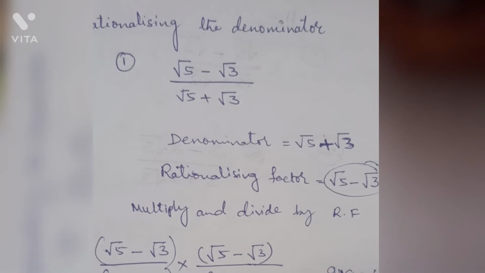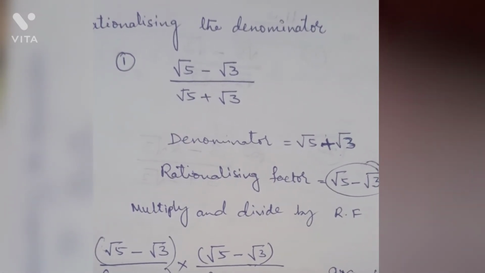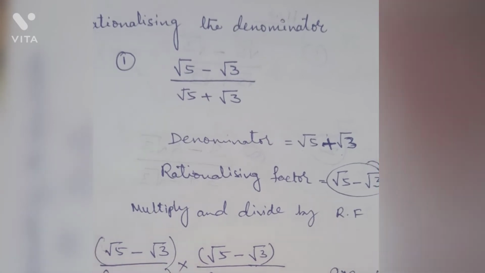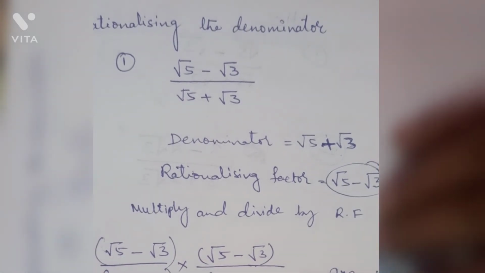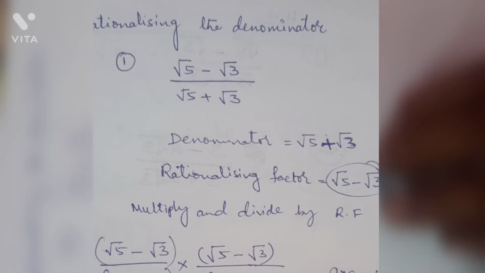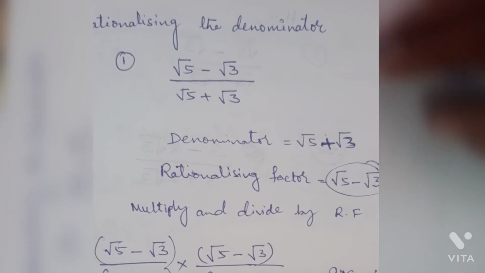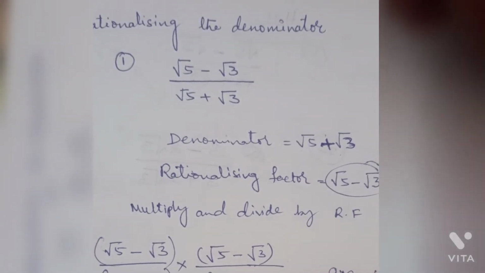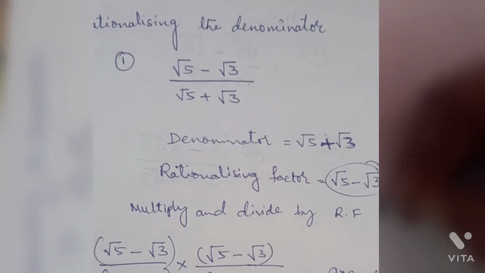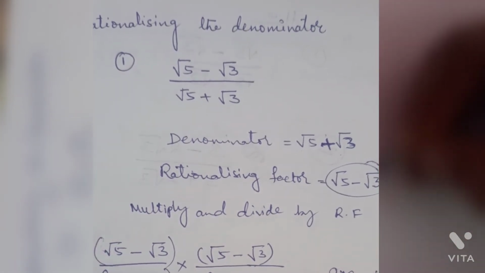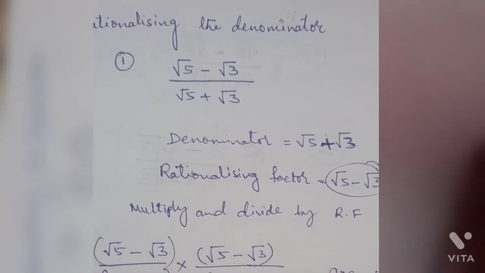It is in the form of a plus b into a minus b, which is a square minus b square. Because here, root 5 plus root 3 into root 5 minus root 3, there is plus and minus, so it is in the a plus b into a minus b form. Applying the algebraic identity, a square minus b square. A square is root 5 whole square minus b square, which is root 3 whole square.